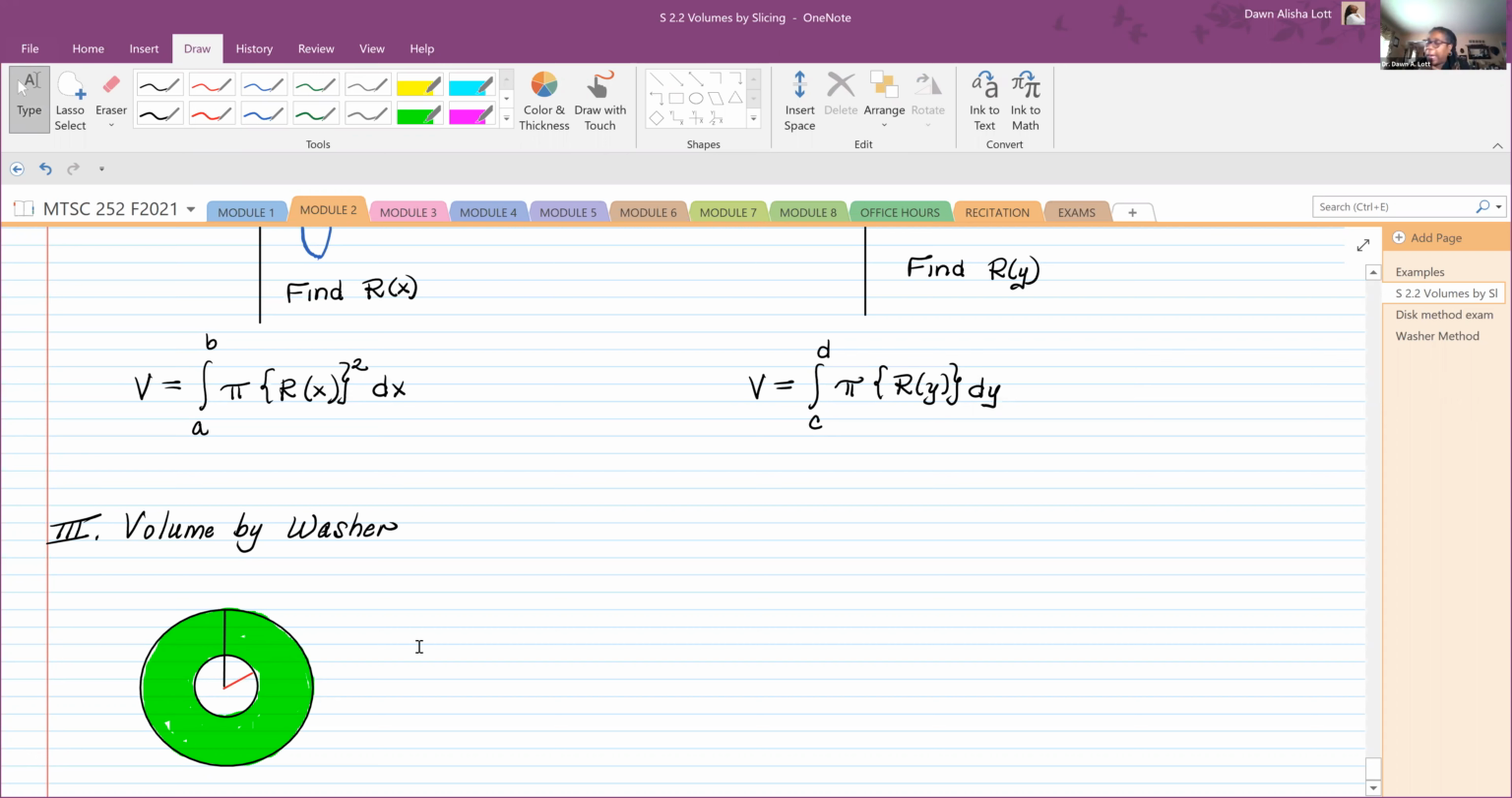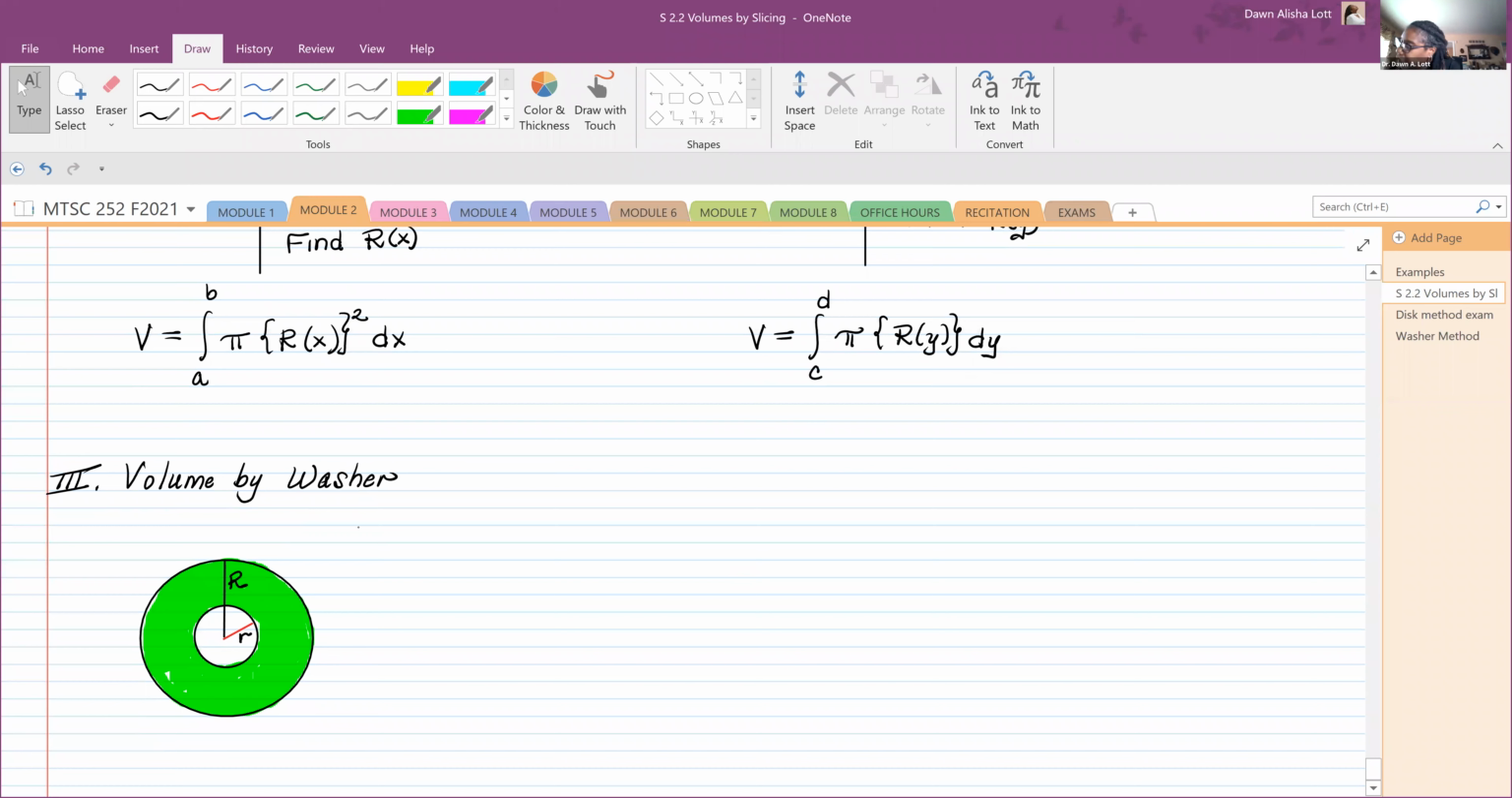So how can I find the area of the green region? I'm going to call this radius big R, and I'm going to call this radius little r. So how can I find the area of the green region? Find both areas and subtract the little one. Okay, so what's the area of the big circle?